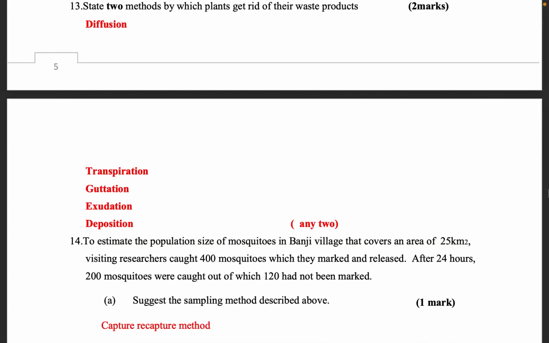Question 14. To estimate the population size of mosquitoes in Baji village that covers an area of 25 kilometers, visiting researchers got 400 mosquitoes, which they marked and released. After 24 hours, 200 mosquitoes were caught, out of which 120 had not been marked.